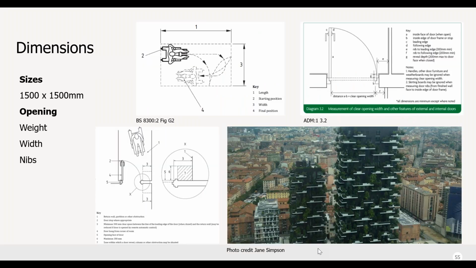So, dimensions. Generally, doors open inwards to reduce the negative and positive wind pressures. Note this also improves the access to the terrace or balcony, but may impact on internal circulation. The standard recommends a minimum of 1500 mm turning circle on the balcony, but as can be seen from figure G2 from BS 8300 part 2, a turning circle of 1500 may not be sufficient.